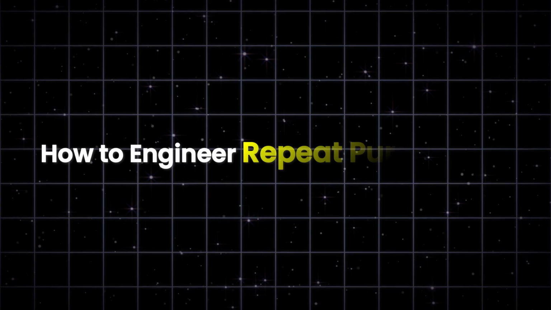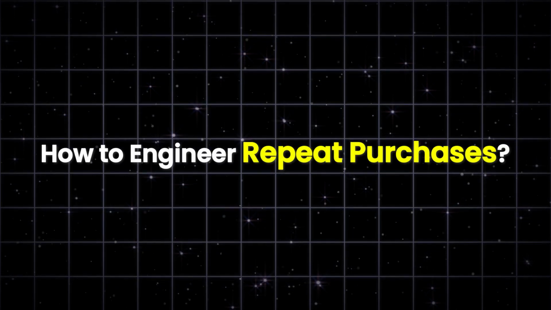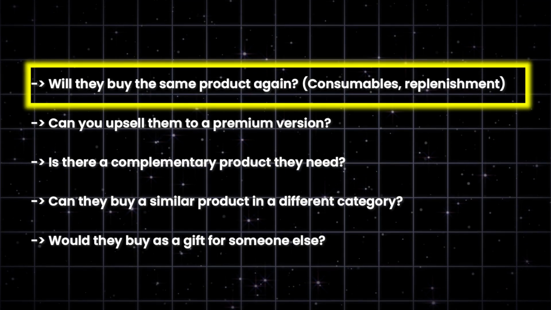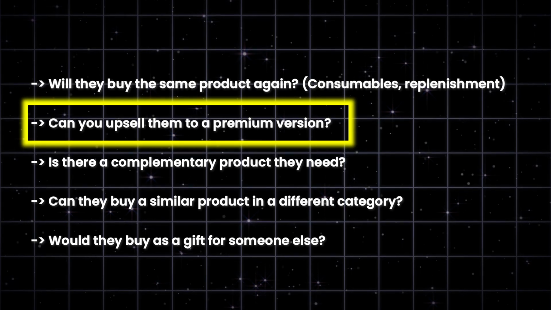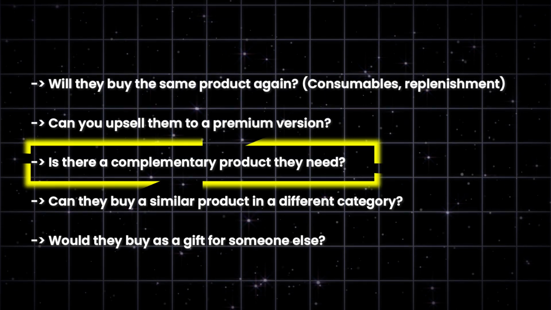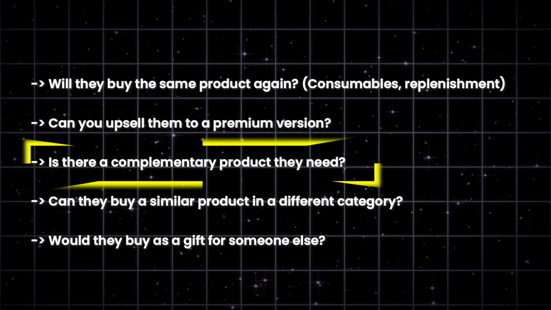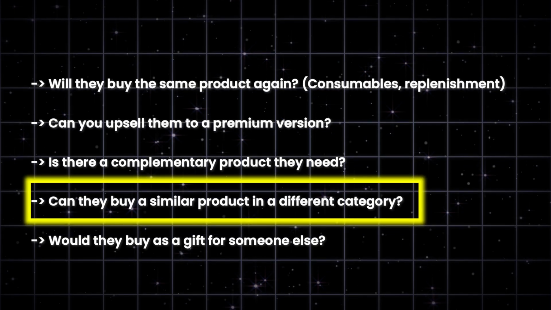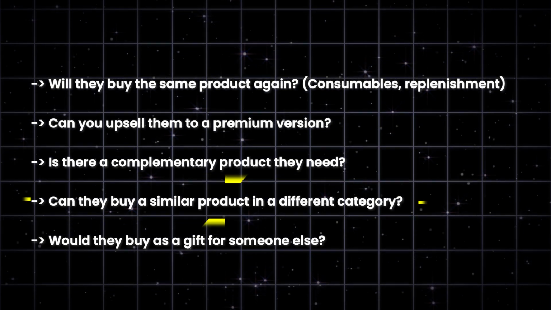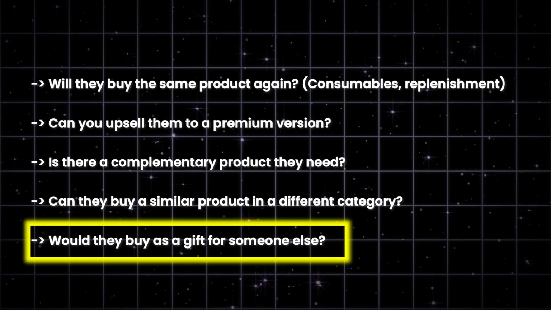How to engineer repeat purchases? Ask yourself, will they buy the same product again? Can you upsell them to a premium version? Is there a complementary product they need? Can they buy a similar product in a different category? Would they buy it as a gift for someone else? Then engineer your business around that.